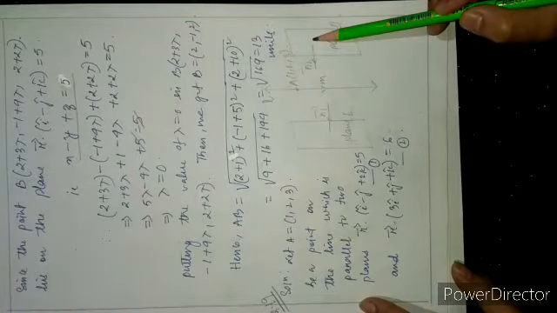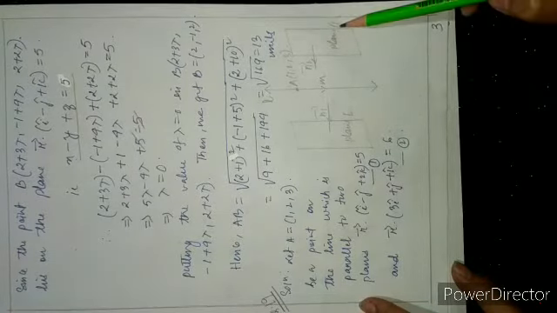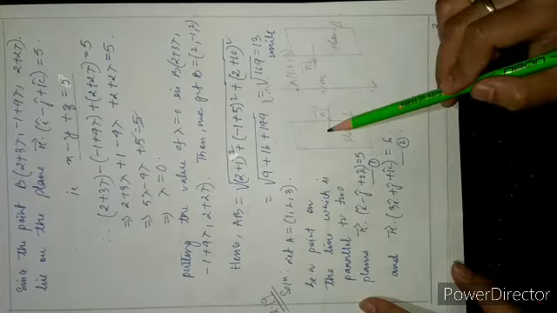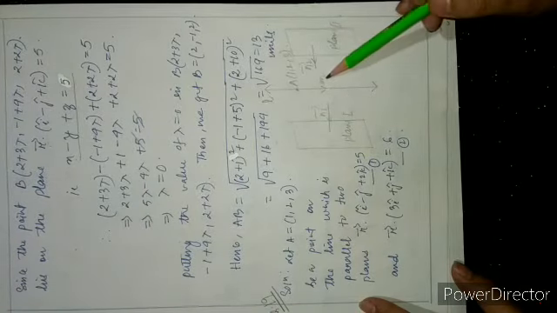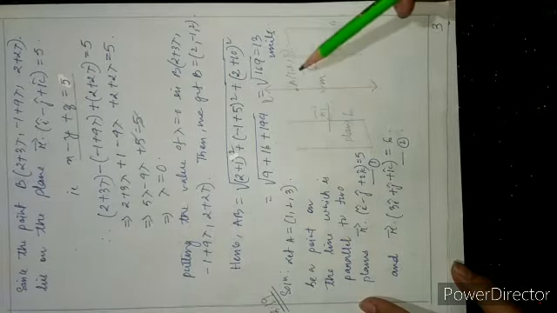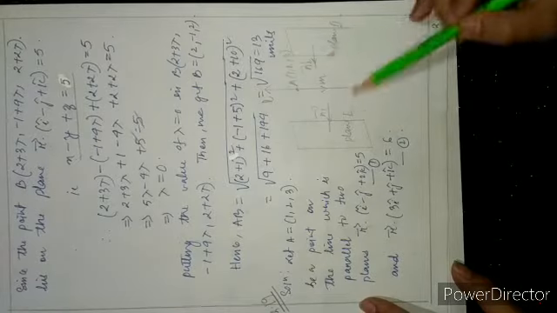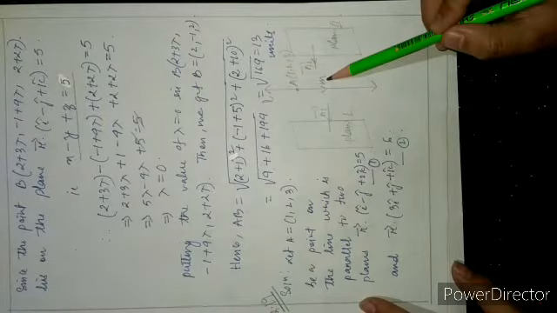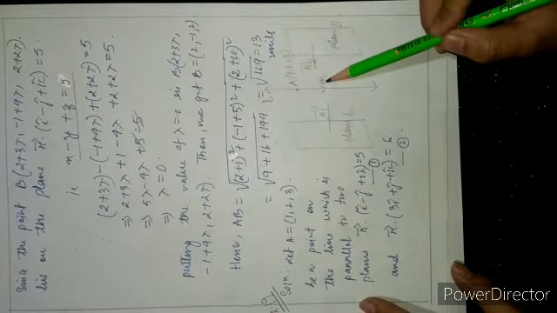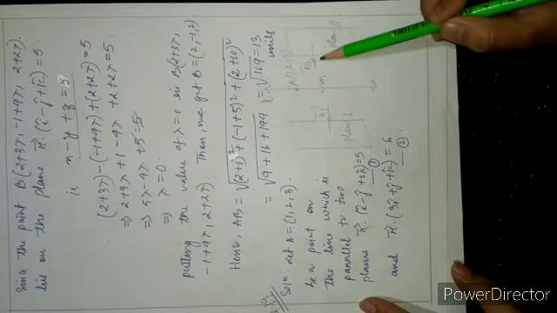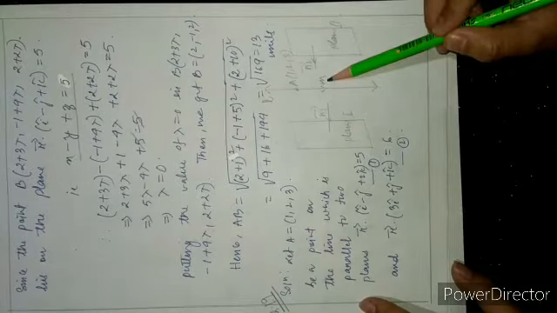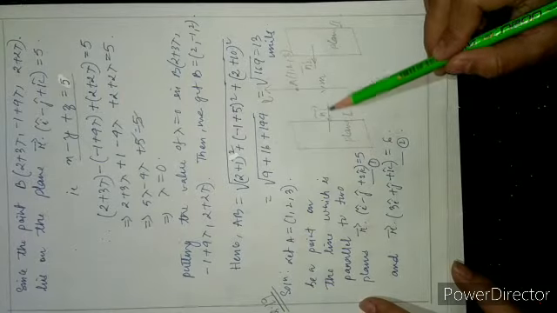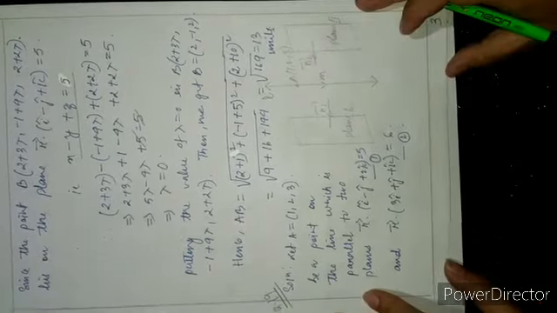Plane 1 and plane 2, and n1 is a vector normal to plane 1 and n2 is a vector normal to plane 2. And let us suppose that m vector be a vector parallel to the line L or acting along the line L. Then from this figure we see that this m vector is perpendicular to both n1 vector and n2 vector. So m vector is n1 vector cross n2 vector.